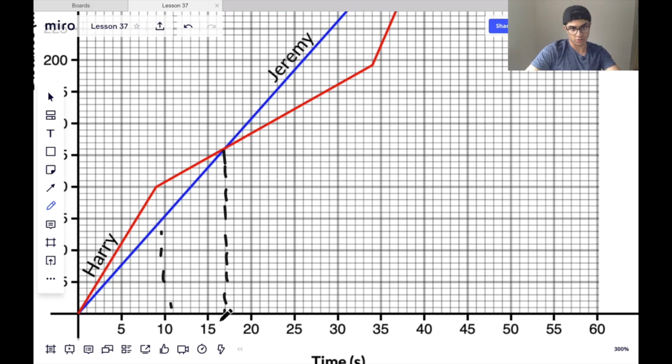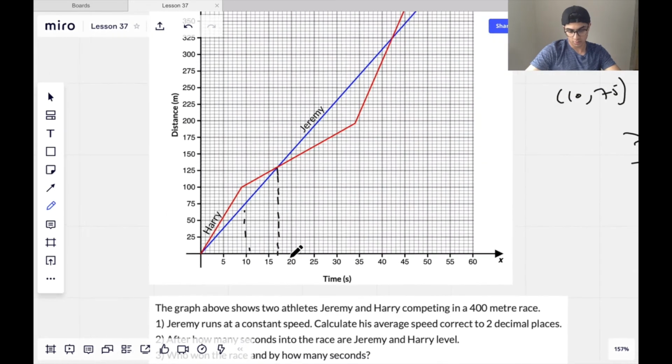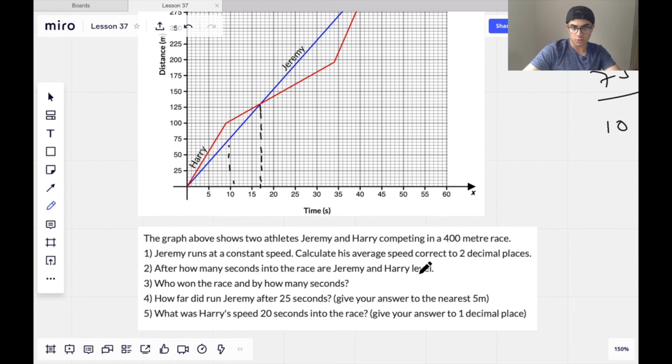So this is just a quick way. 15, 16, 17. So that's 17 seconds. So again, for a question, you can just say 17 seconds. Who won the race and by how many seconds?